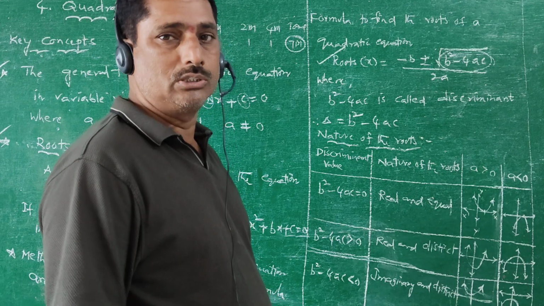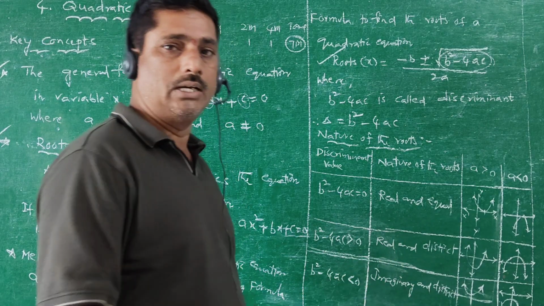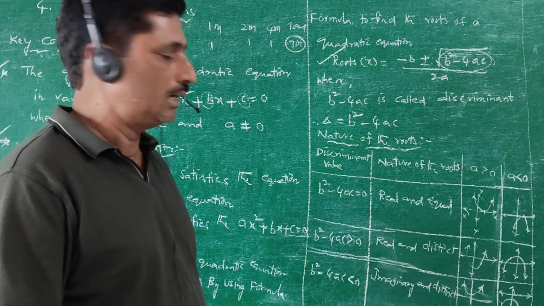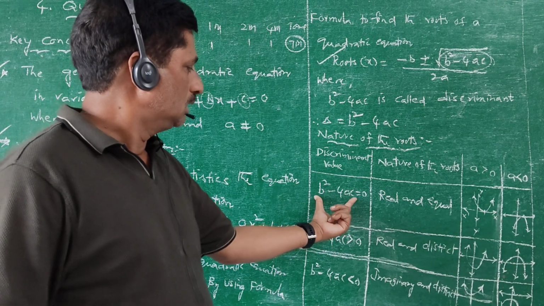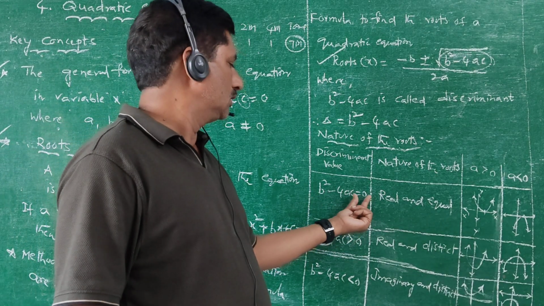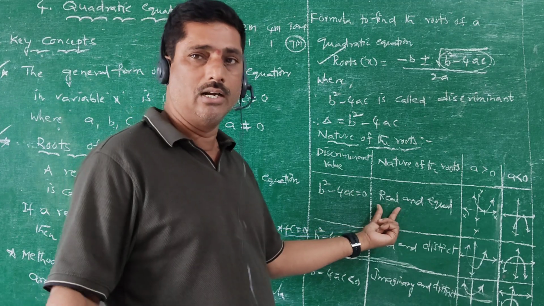When it is equal to 0, what is the nature of the roots? When greater than 0, what is the nature? Less than 0. Okay, suppose the discriminant value b square minus 4ac is equal to 0, it means the roots are real and equal.